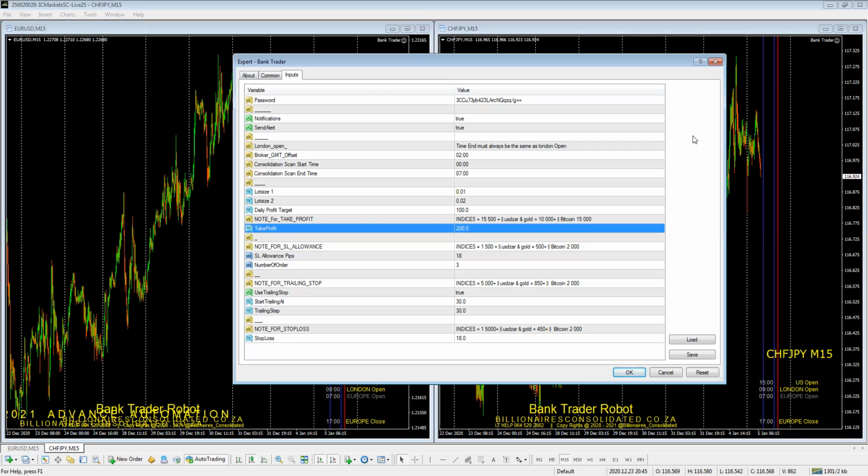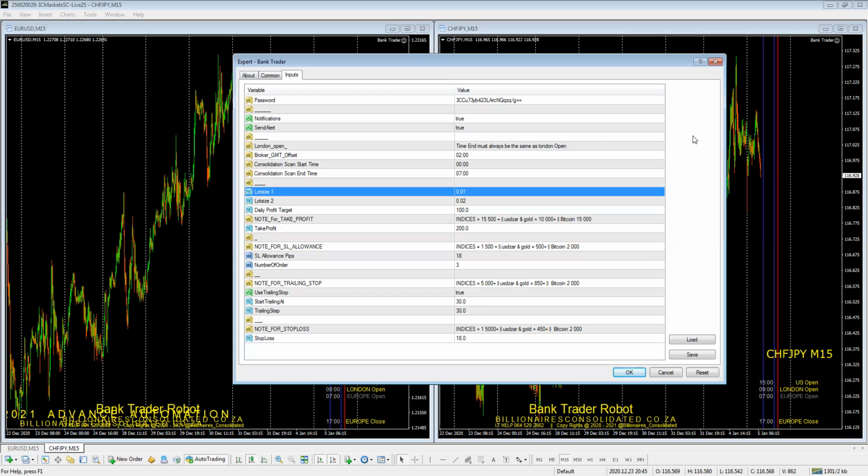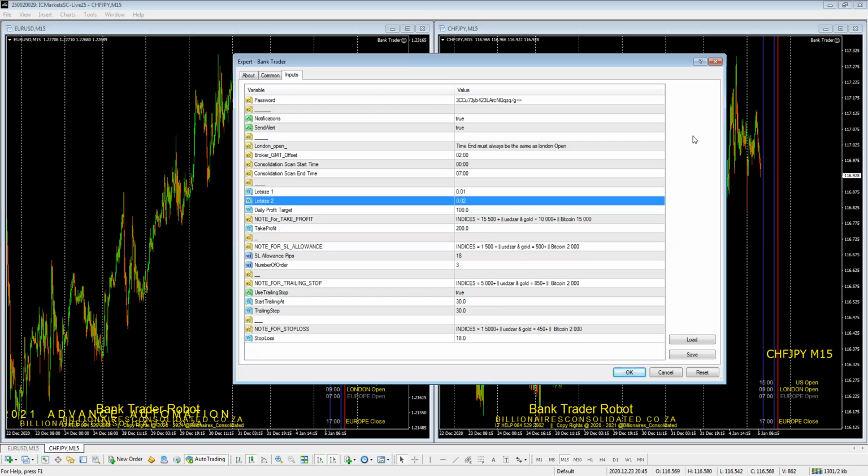Take profit. You can make this as you wish. I just prefer to put it at 200 because I don't want to put take profits that are too close. But if you want to put it at a closer level, you can. Now, as I mentioned, take profit, trade lot size 1, take profit is previous day's high. Lot size 2, there's no take profit.